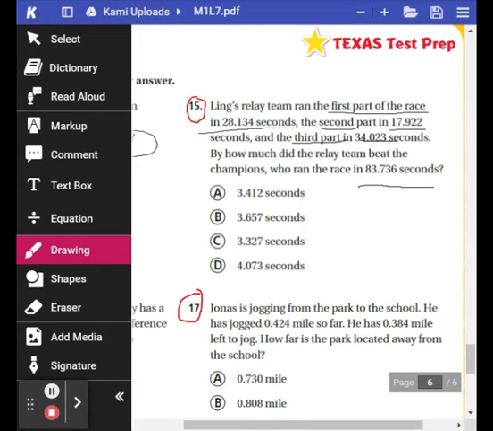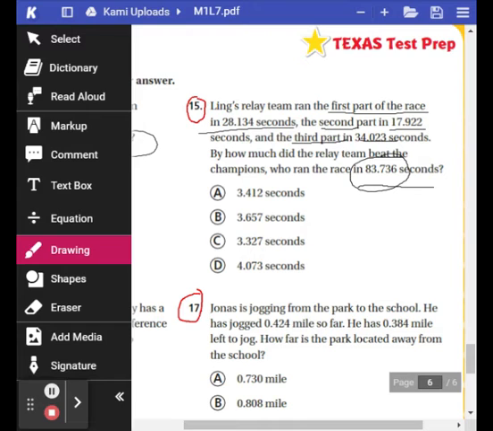All right. Now, see this part right here? I've got to find the difference between their team that was running and Ling's team that was running. So over here, I want to make sure I shrink this a bit more. All right. So now I'm going to take what the other team made, and that was 83 and 736 thousandths seconds. And I'm going to take Ling's team, who was 80 and 79 thousandths seconds.